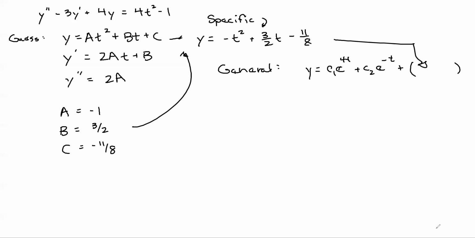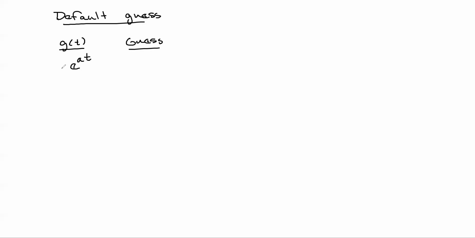Okay, so just a quick little rundown on our guesses, right? So what should your default guess be? I went through and created a little mini table. Here's g of t. Here's your guess. So if g of t has e to the at, and there could be a coefficient in front of that, but if it has e to the at, then your guess should be y equals capital A e to the at.